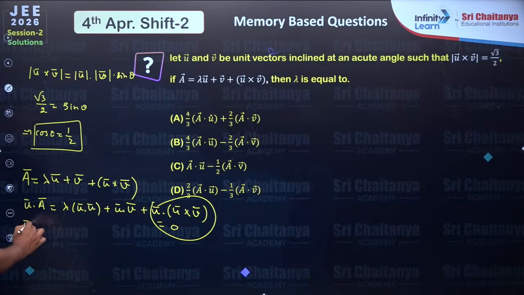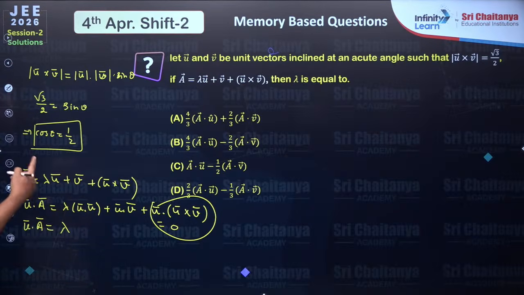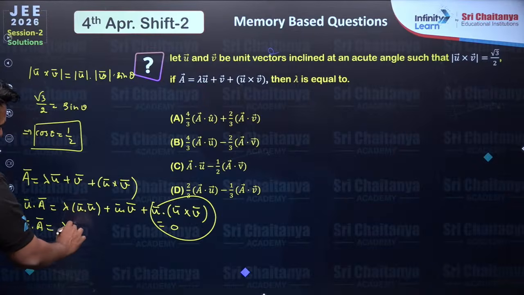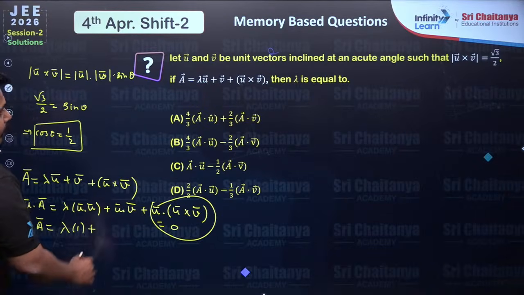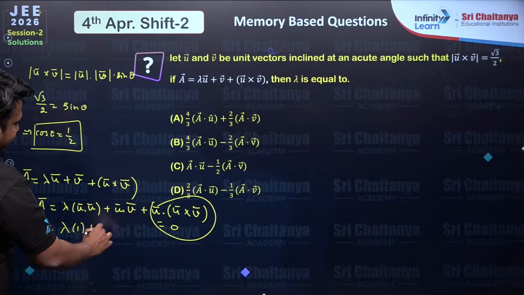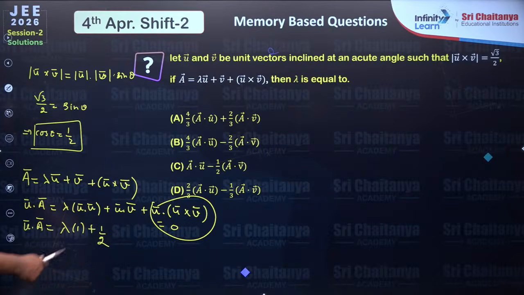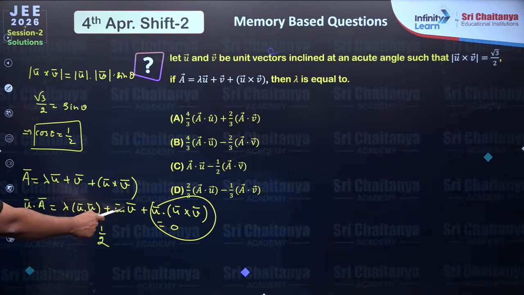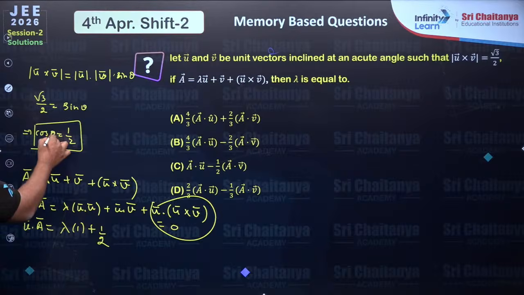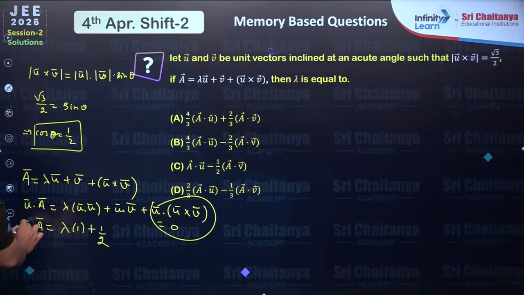So what I have, u bar dot a bar is equal to lambda, u bar dot u bar will be 1 itself. So 1 plus u bar dot v bar we will be having as 1 by 2. Magnitude of u bar, magnitude of v bar into cos of the angle between them, which we have here as 1 by 2. Okay, so let's make this as equation 1.